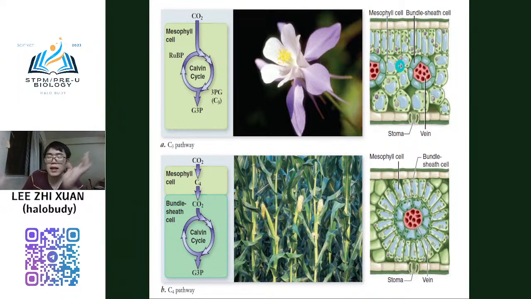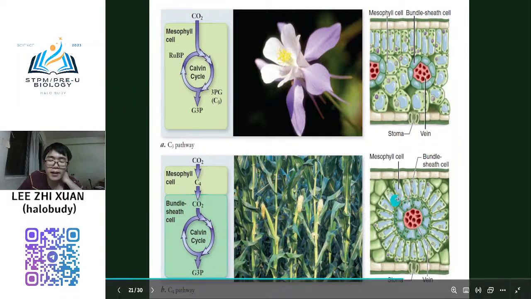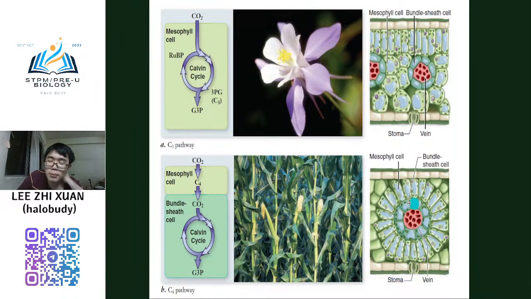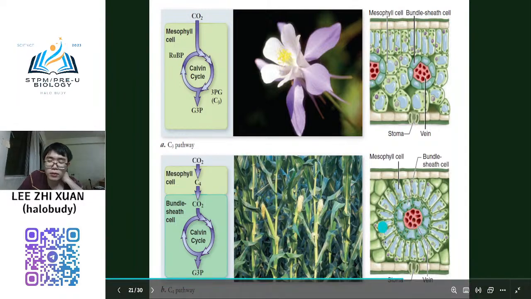The mesophyll cell is arranged loosely, arranged however it likes. But for this C4 plant, the mesophyll cell is arranged round like this, and the bundle sheath cell is also round like this. And because the bundle sheath cell surrounds the vascular tissue, it surrounds like this. Just the mesophyll cell is arranged in Kranz anatomy structure like this.